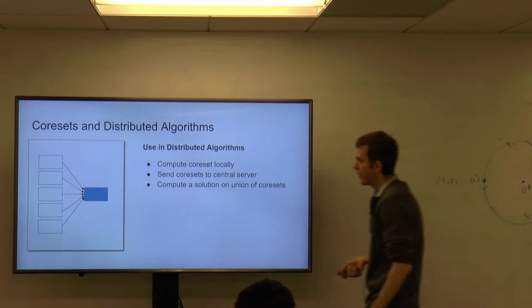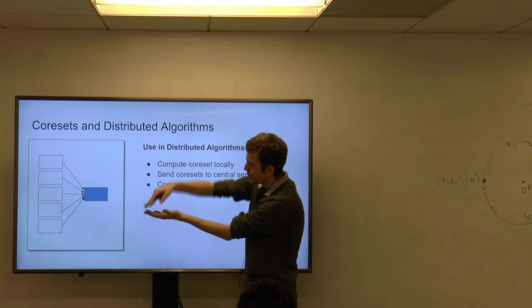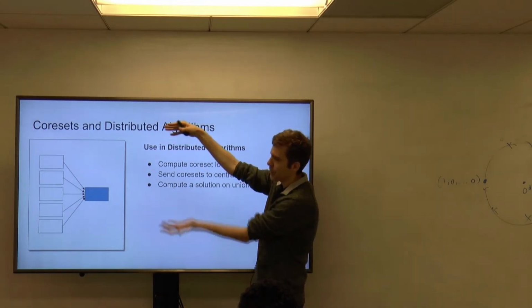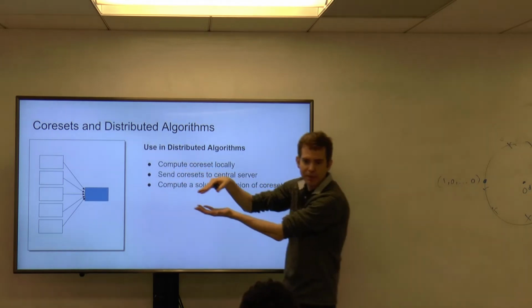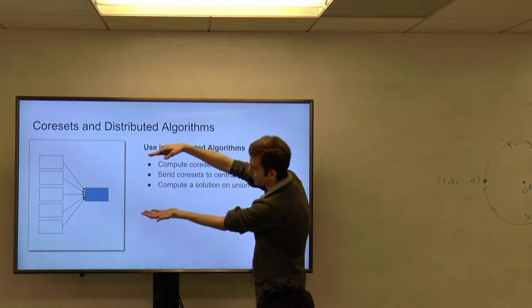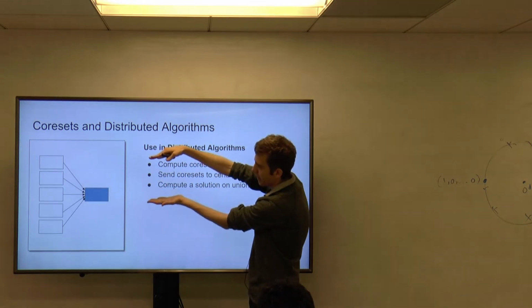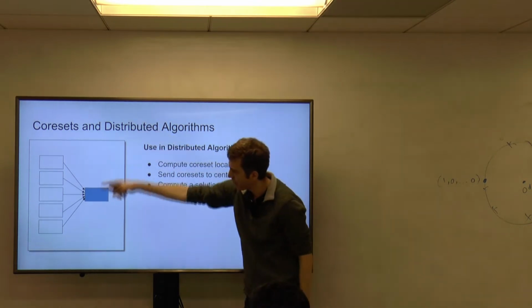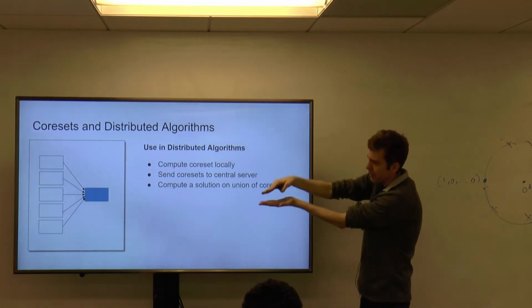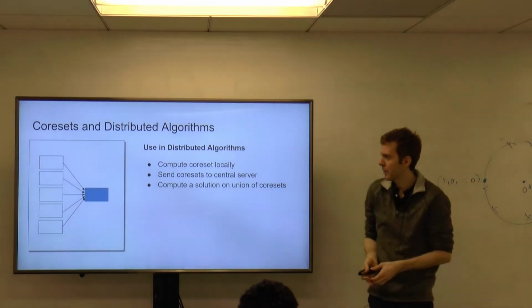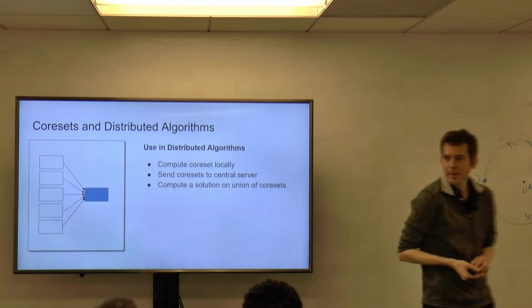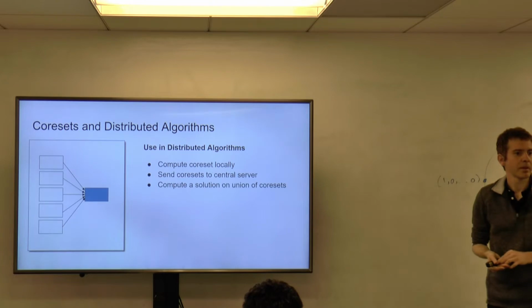The central server will get a bunch of coresets, one for each of the servers. It could just take the coresets from each of the servers and concatenate them together, and that will be a coreset for the union of all the points. But one thing you can do is compute a coreset of the coresets, if it wants to make it even smaller, and that would at least make the local computation better. Is that clear? Okay.